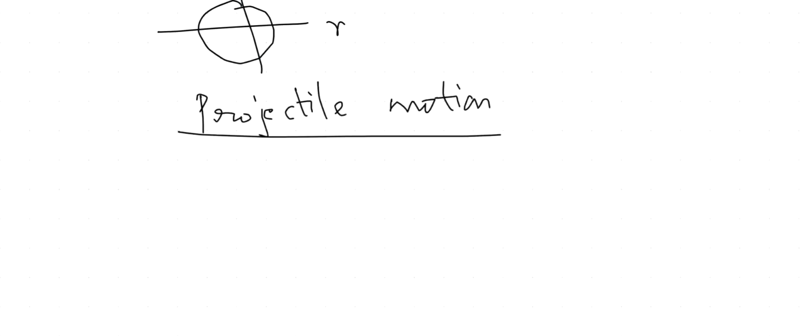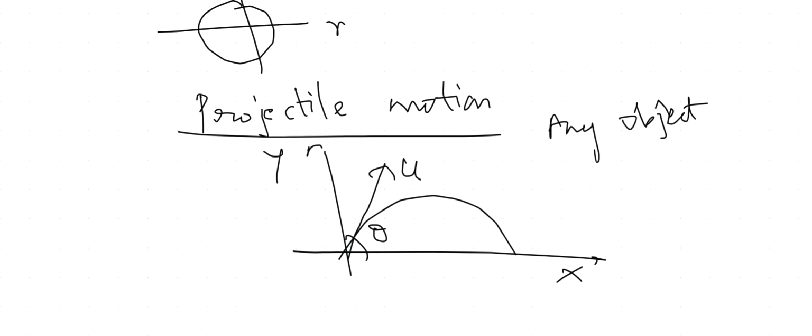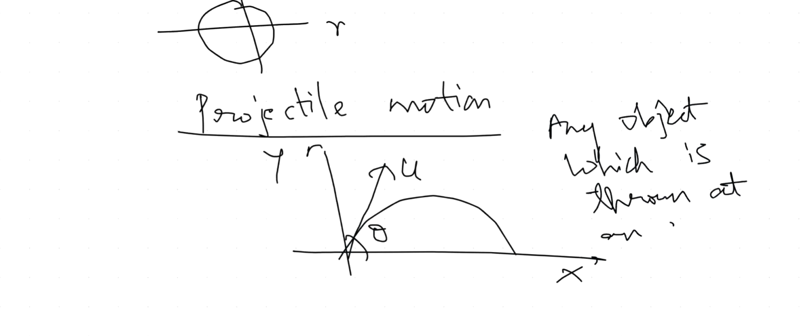What is projectile motion? Any body which is thrown with an initial velocity u, making an angle theta to the horizontal, is called a projectile. So projectile motion is when any object is thrown at an angle theta to the horizontal.